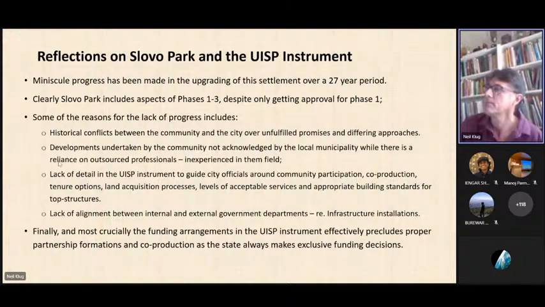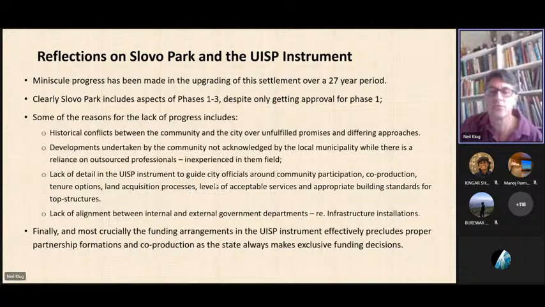The city has a huge reliance on outsourcing to consultants, and in most cases the consultants they appoint are inexperienced in informal settlement upgrading, such as that layout that was produced. The city completely rejected, not just the community but ourselves as technical advisors. It simply ignored the existing structure of the community. Completely rejected. There is also a lack of detail in the UISP instrument to guide city officials around, firstly, community participation.